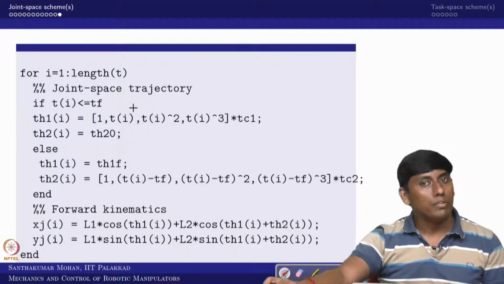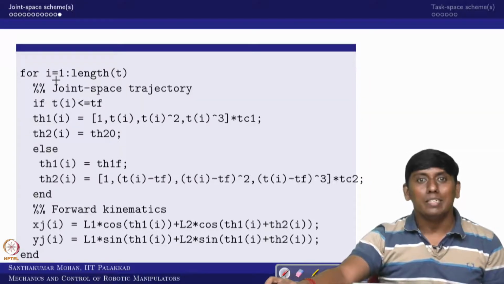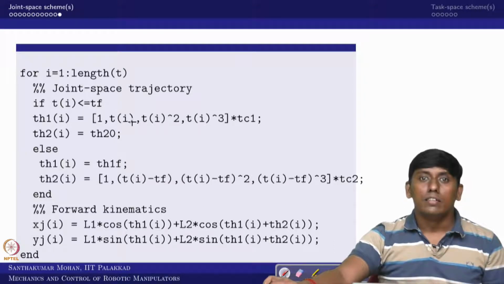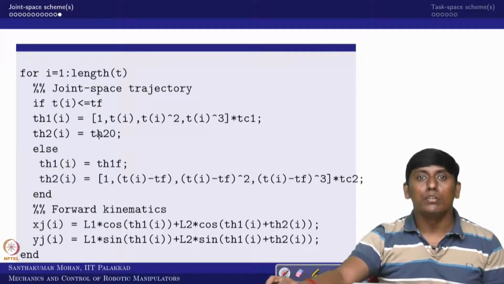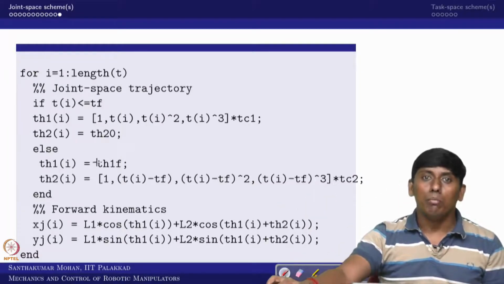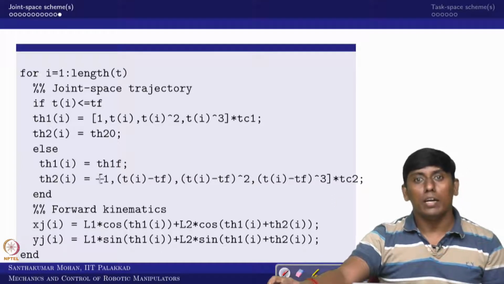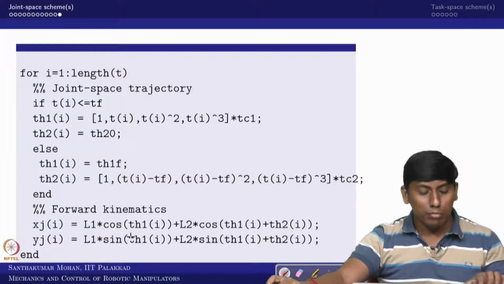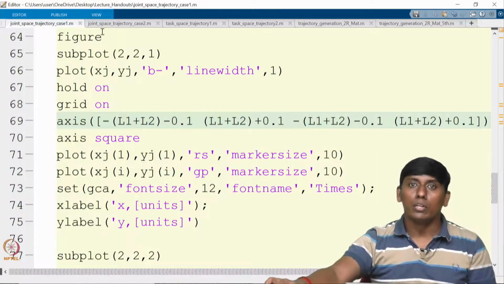In that sense the coefficient calculation is the same, but the T goes from 0 to TF. Here TF is the total duration divided by 2, so that would be generated. Correspondingly theta 2 would maintain the same initial value. Then in the second loop, the final value would be maintained for theta 1 and theta 2 would move as a cubic polynomial. Now in the same way we have done the forward kinematics just to plot, and now we will see the same thing in the MATLAB window, which will be clearer.